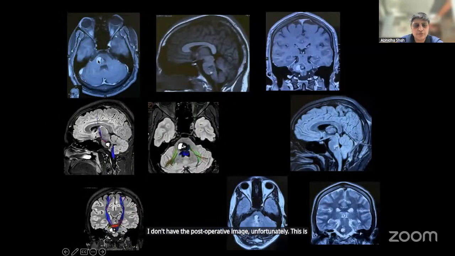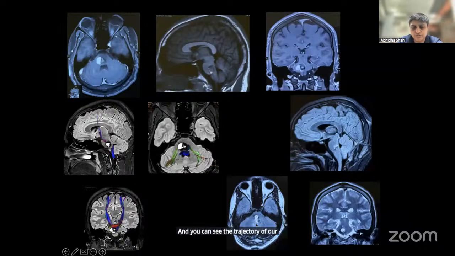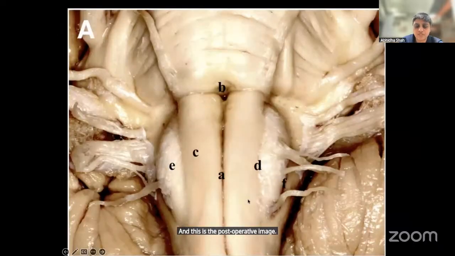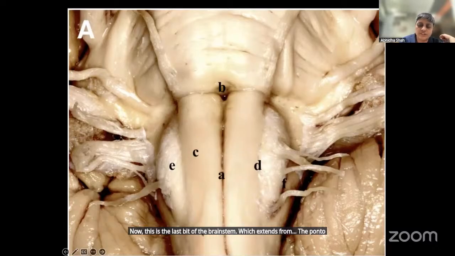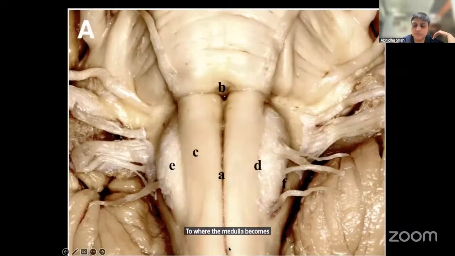This is a cavernoma we did recently, again approached through the floor of the fourth ventricle. Here you can see the tractographic images showing this is the middle cerebellar peduncle, the corticospinal tracts displaced anteriorly, and you can see the trajectory of our approach through the floor of the fourth ventricle, and this is the post-operative image. So coming down to the medulla, now this is the last bit of the brainstem, which extends from the pontomedullary sulcus all the way here down to where the medulla becomes the spinal cord.